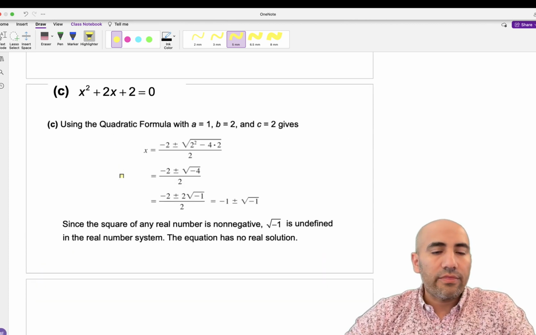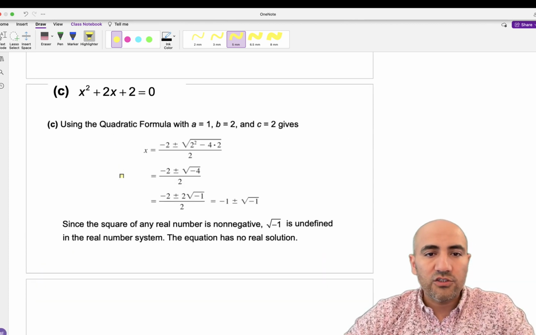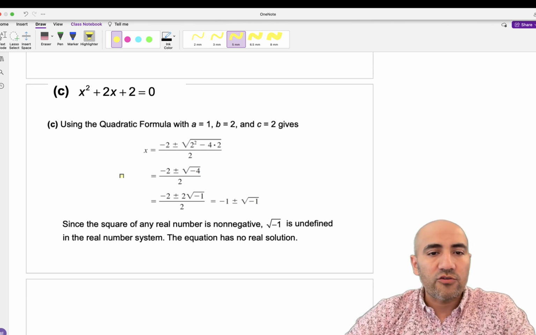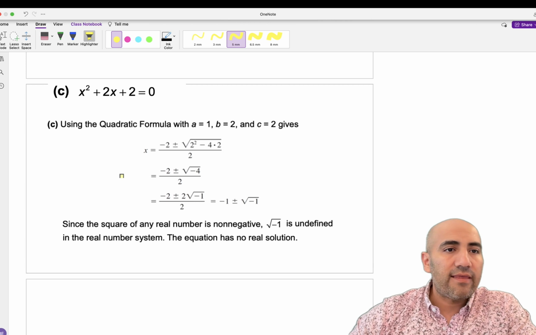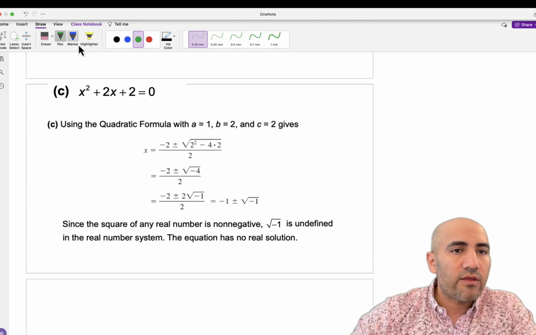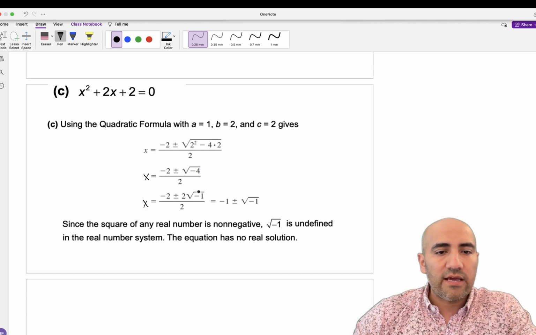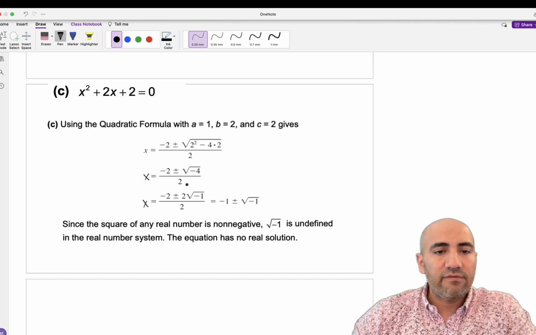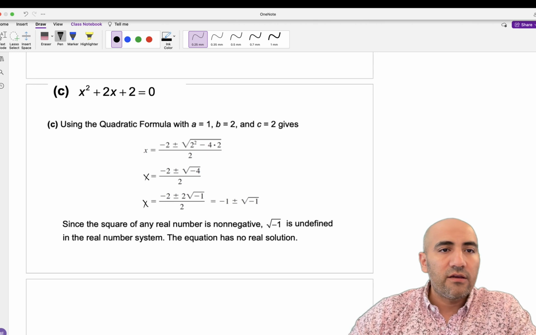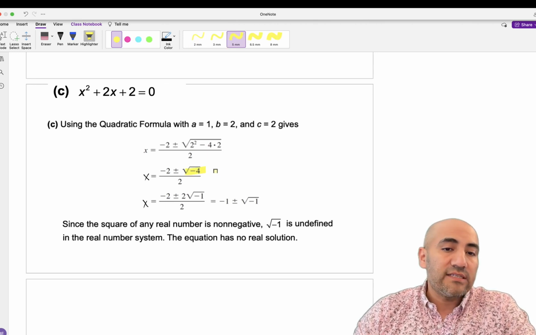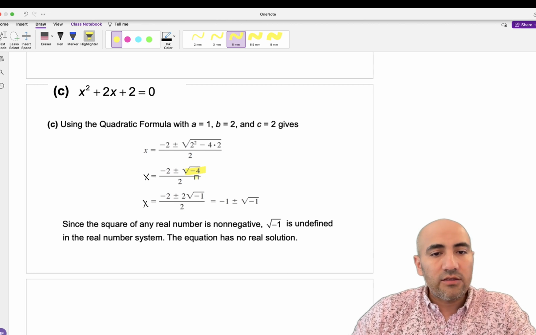Okay, so here's your author's solution for this question. Same thing, just find the values of a, b, and c, plug them into your quadratic formula, and then he simplified it just a little bit further than I did, but that's okay. So this is x equals that, and this simplifies this way. I just stopped here and realized at this point that there were going to be no real number solutions. But you can simplify it a little bit more.